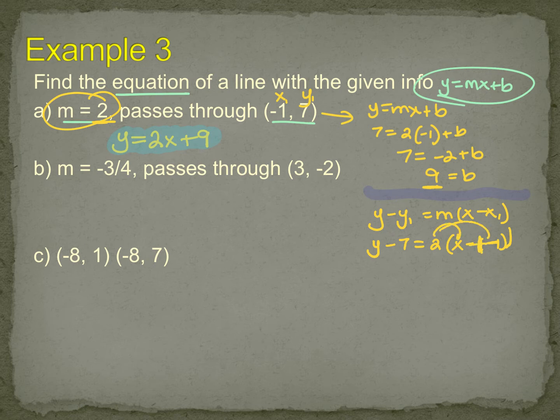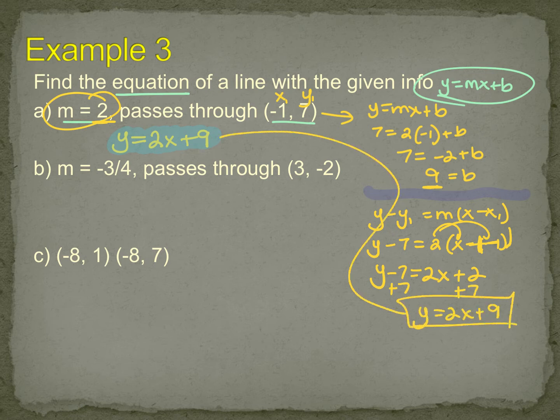So then I could distribute the 2. y minus 7 equals 2x plus 2. And then add the 7, y equals 2x plus 9. Same answer, different format, up to you how you do it.